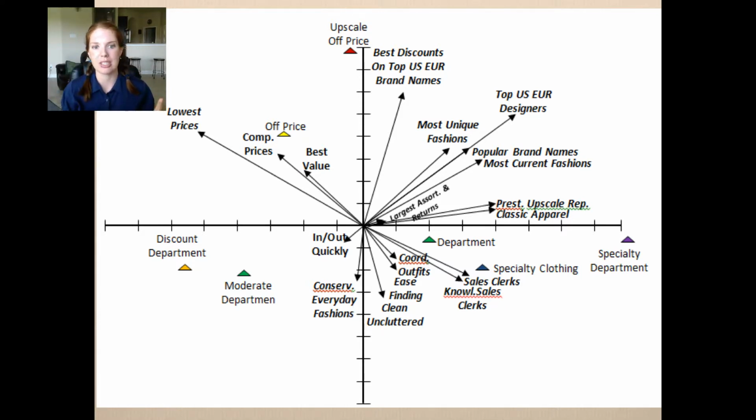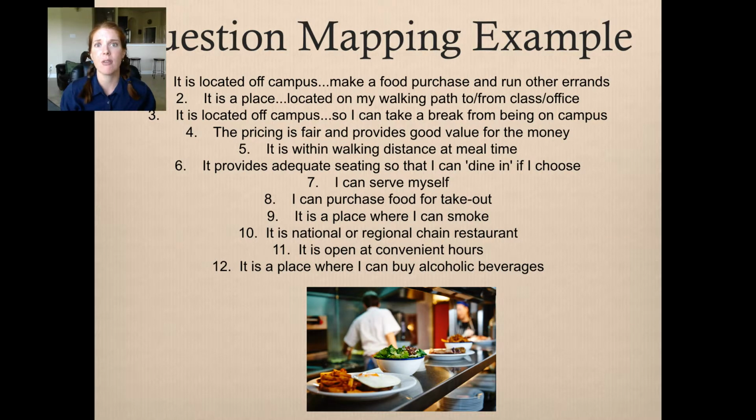And so you can name the quadrants and maybe get a better visual of what things need work and what things need to be looked at. And so here are some examples of questions that you might ask for mapping.